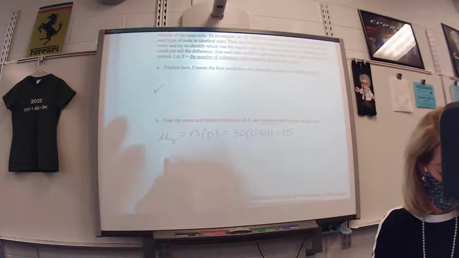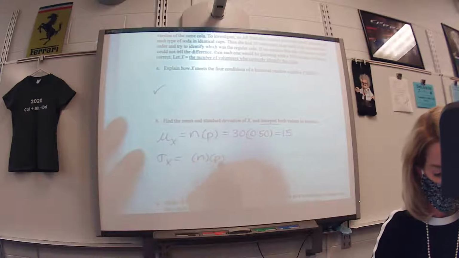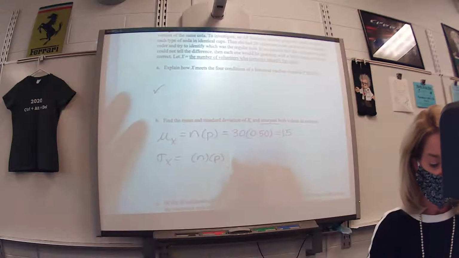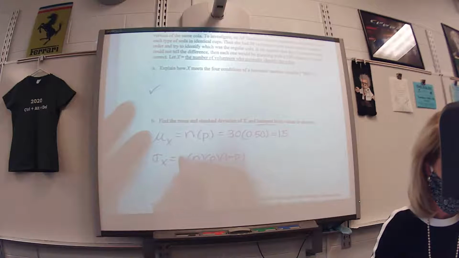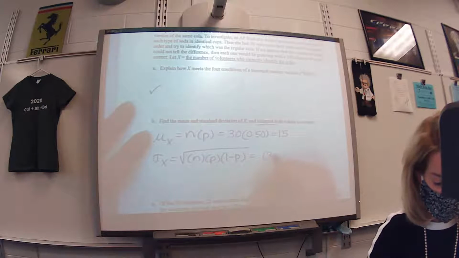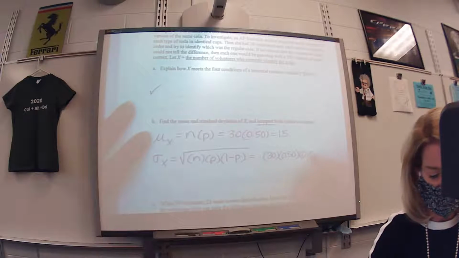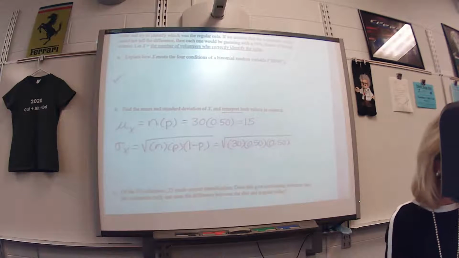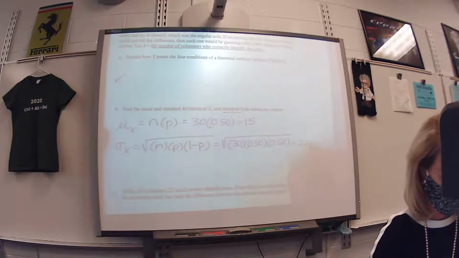My standard deviation: you actually take N times P, but then you multiply that by 1 minus P, and you're going to take the square root of the whole thing. So N is 30, P is 50%, and the complement is also 50%, success versus failure, but under a giant square root. And that comes out to be 2.739.